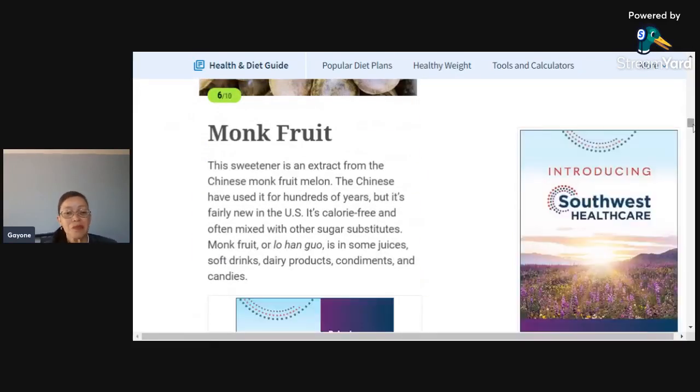Monk fruit. This sweetener is an extract from the Chinese monk fruit melon. The Chinese have used it for hundreds of years, but it's fairly new in the U.S. It's calorie-free and often mixed with other sugar substitutes. Monk fruit is in some juices, soft drinks, dairy products, condiments, and candies.